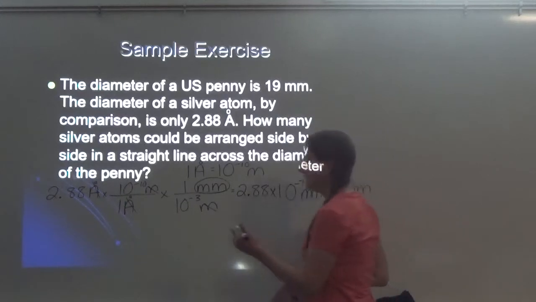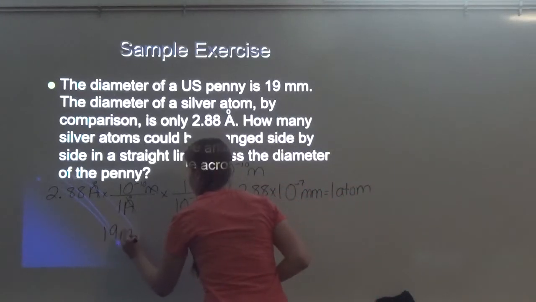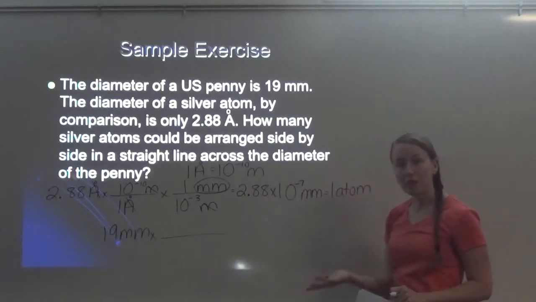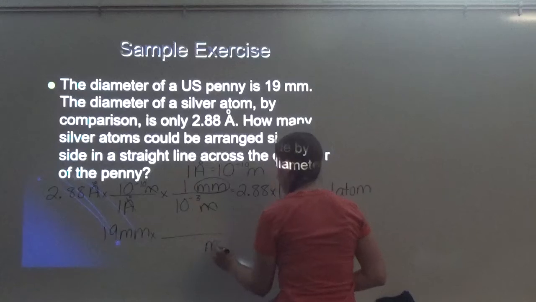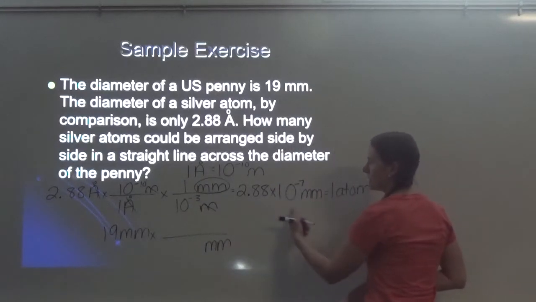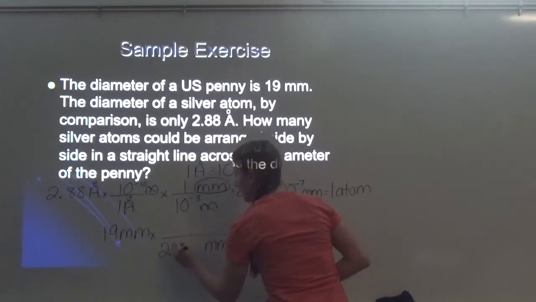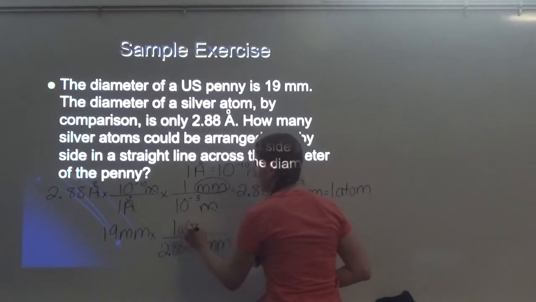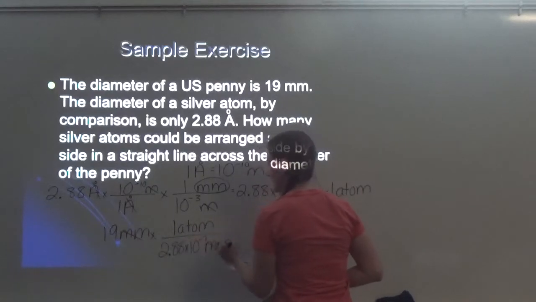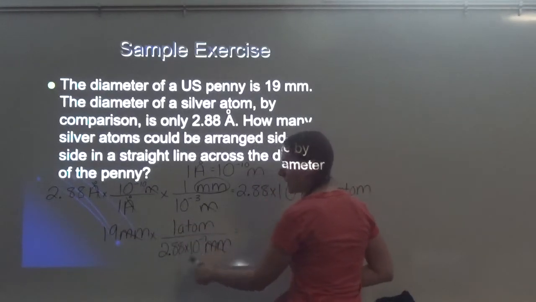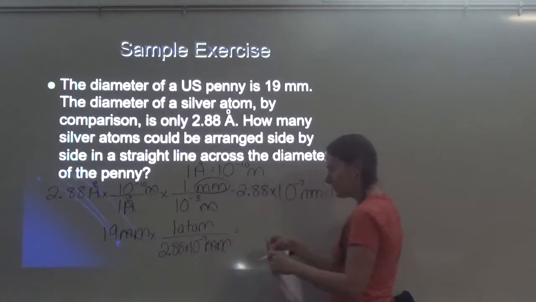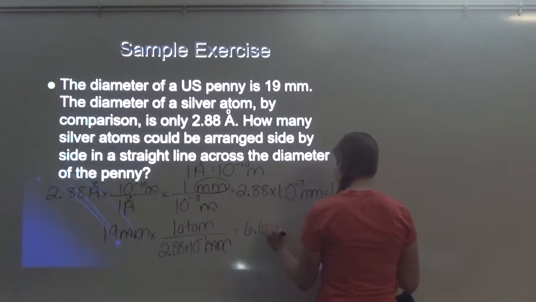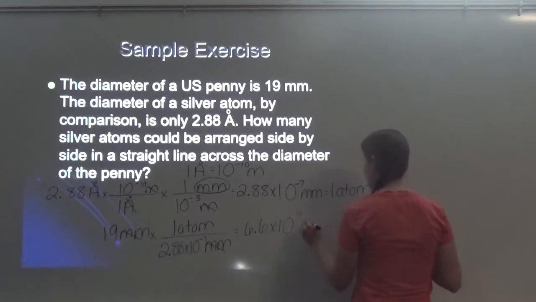So I know the penny is 19 millimeters. I'm trying to figure out how many atoms can go across it, so I follow my golden rule. Millimeters goes on bottom. How many? The amount I just calculated, 2.88 times 10 to the negative 7, and that equals 1 atom of silver. So my millimeters cancel. Since one number's on top and one's on bottom, I'm going to do 19 divided by this number. And when I plug that into the calculator, I get 6.6 times 10 to the 7 silver atoms.